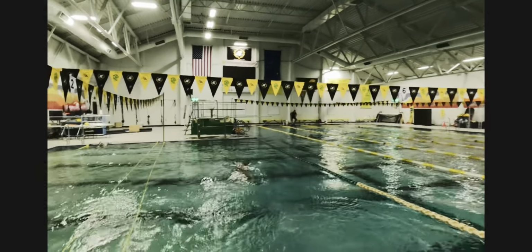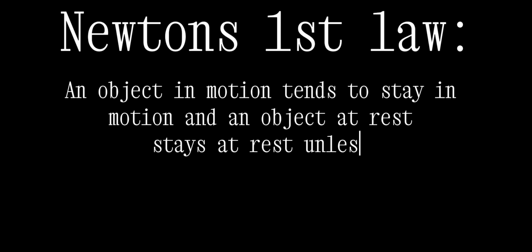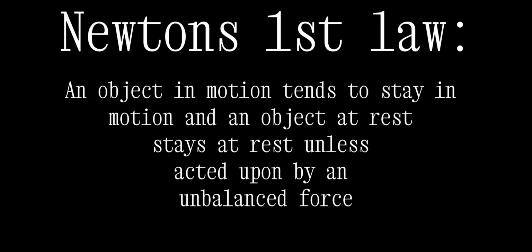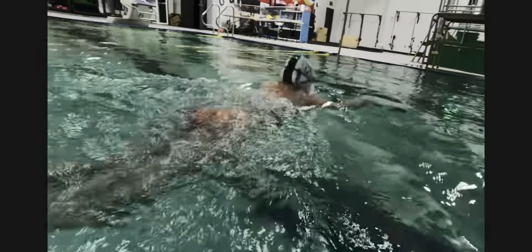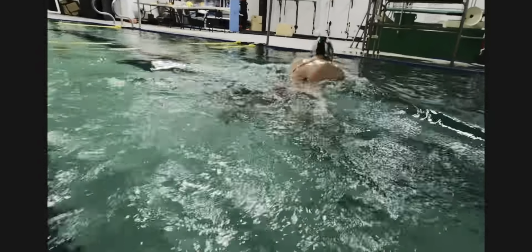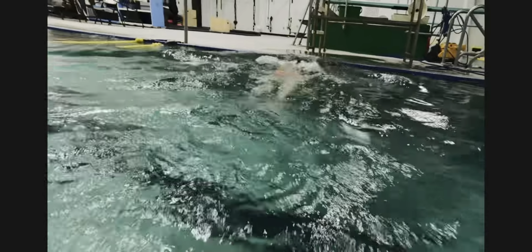Now let's talk about how swimming actually relates to Newton's 3 laws of motion. Newton's first law. An object in motion tends to stay in motion, and an object at rest stays at rest unless acted upon by an unbalanced force. Whenever you do breaststroke, you kick and you glide, and the glide is where the inertia pulls you forward. If there was no unbalanced forces, you would keep going forever, but eventually you have to stop.